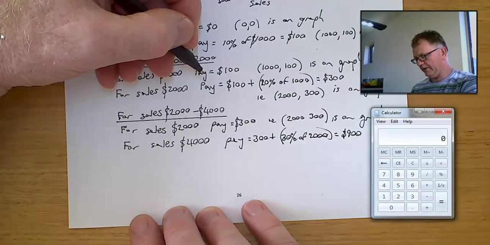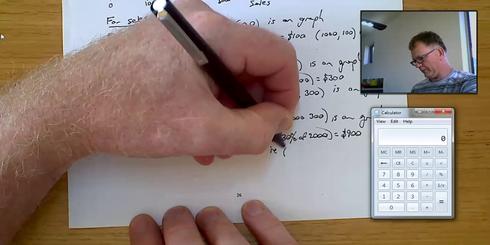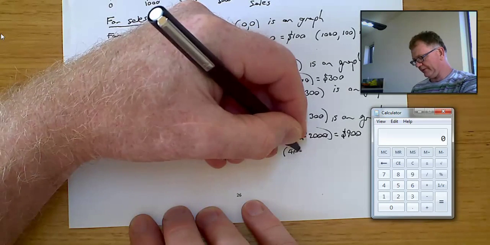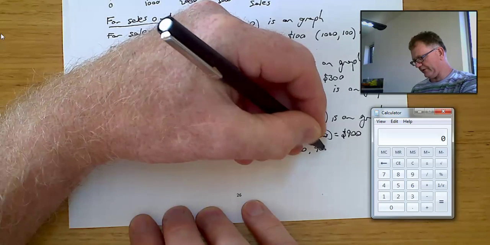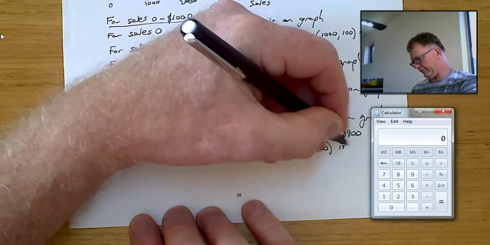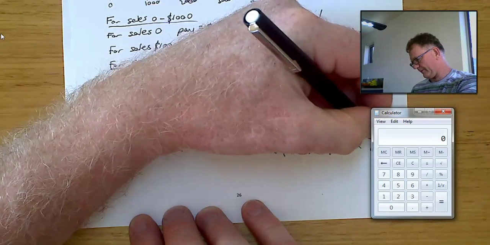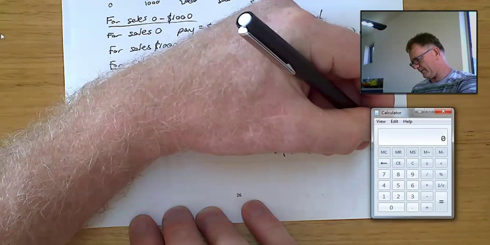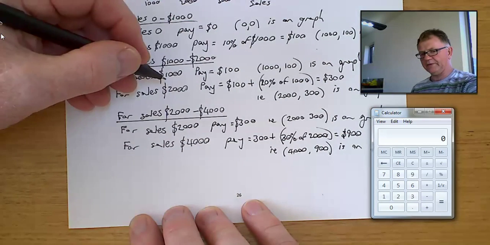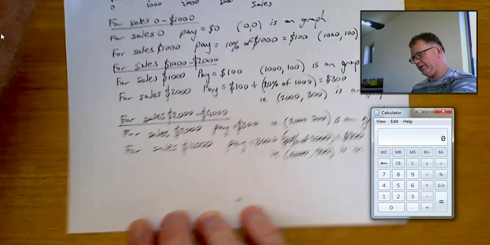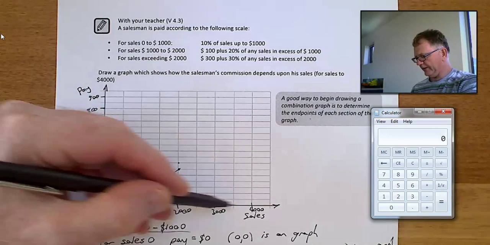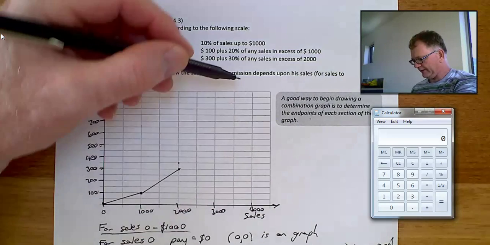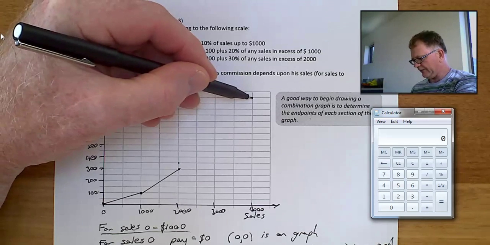And if you work that out, 300 plus 30% of 2,000, I think the answer is $900 he'll get paid. In other words, the point where we've got sales of 4,000 and pay $900 is on the graph. So let's go back and put that point on the graph and we can finish the graph. When he's selling 4,000, he gets paid $900. It's on the graph.